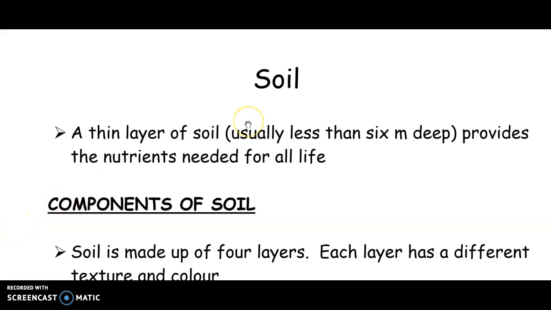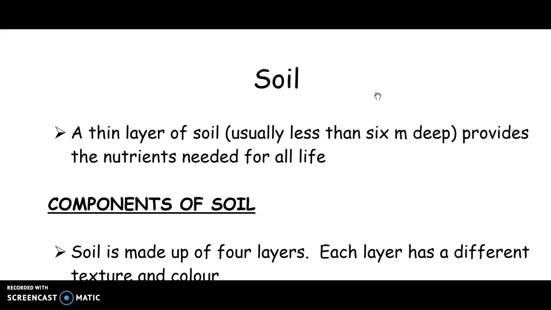Okay, everyone. So this lesson is looking at the different components of soil. What are the different types of soil that exist, and also what are some impacts that humans can have on soil? So, soil is essentially the first 6 meters deep worth of the earth. Okay, and essentially all the nutrients that are found in soil is what's needed for all levels of life.